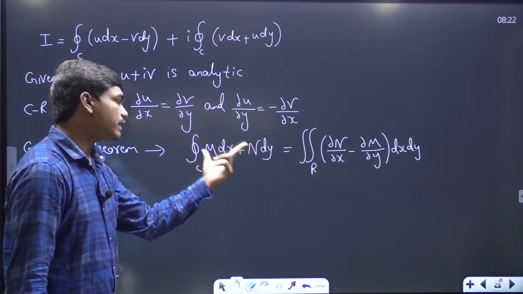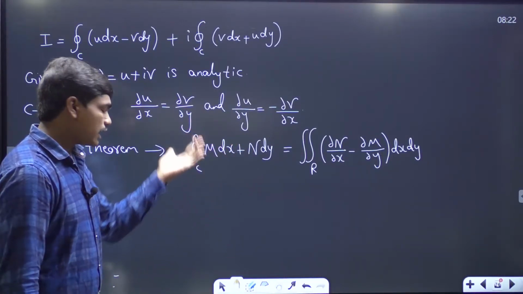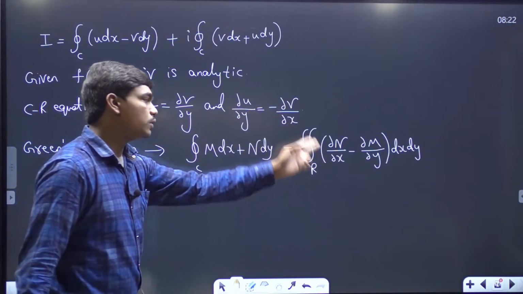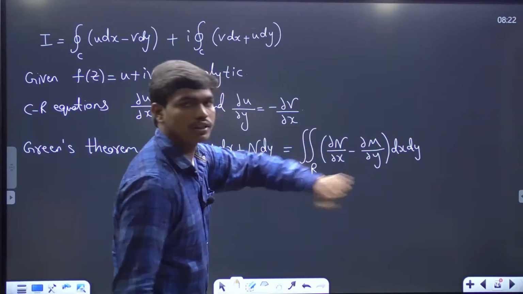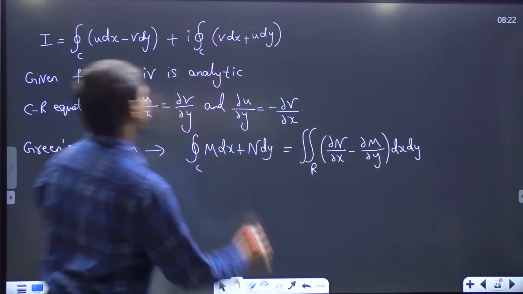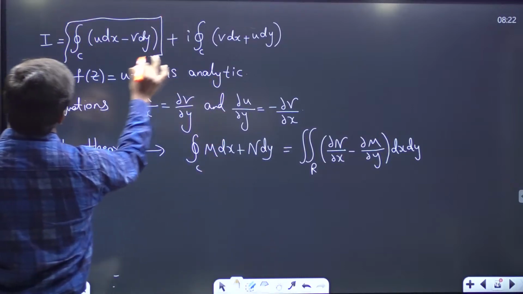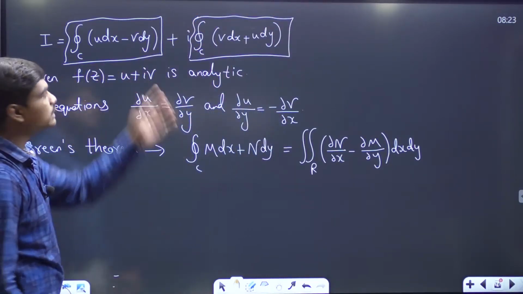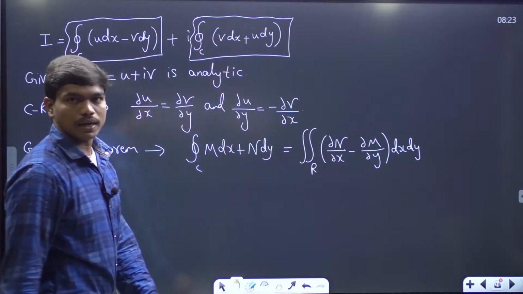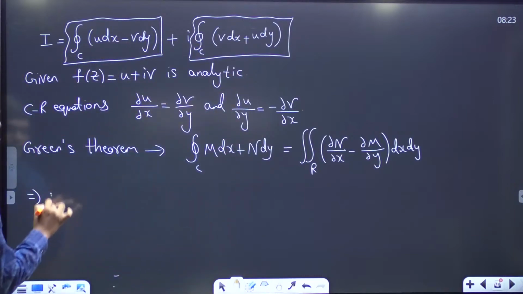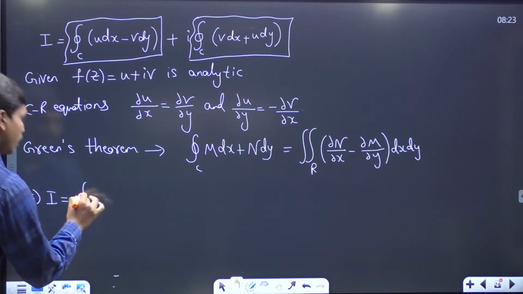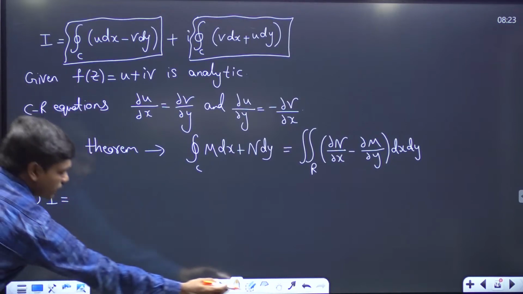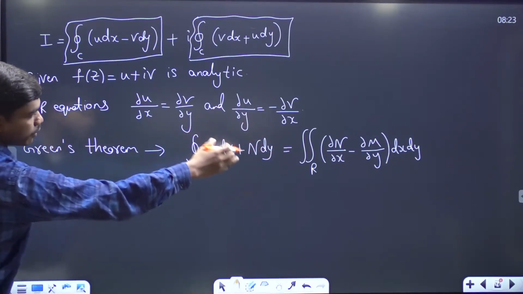Basically, if the integrand itself is a function of 2 variables, and you are evaluating along the closed path C which bounds a region R, then this integral is equal to the double integration over this region R of dou N by dou x minus dou M by dou y. So these 2 are integrals to be evaluated along closed paths, and they are also functions of 2 variables. So can we apply Green's theorem for evaluating these 2 integrals? If you apply that, this implies I is equal to the integral over the region R, where R is bounded by this closed path.